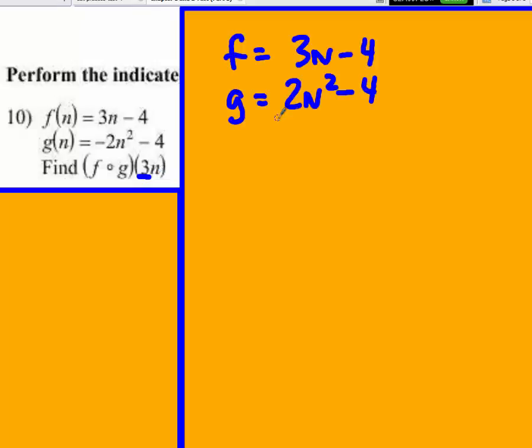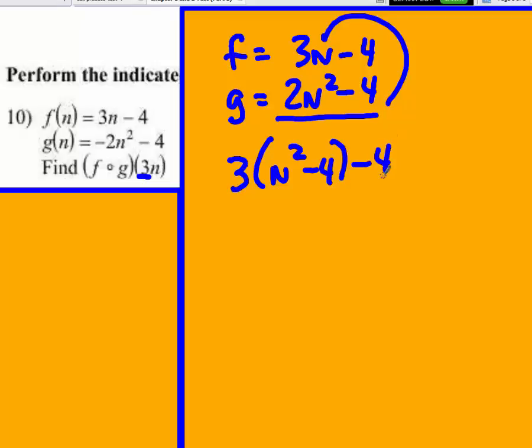All right, here for problem 10, all we're really looking at, so here I'm putting f of g. So I'm putting g into f, and then we're going to substitute the 3 in. What does that mean? I'm putting g into f. So I'm putting this in place of n. So now I got 3 times n squared minus 4, all minus 4. So that would be 3n squared minus 12 minus 4. Or 3n squared minus 16.